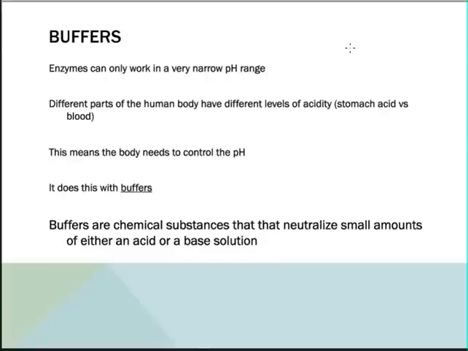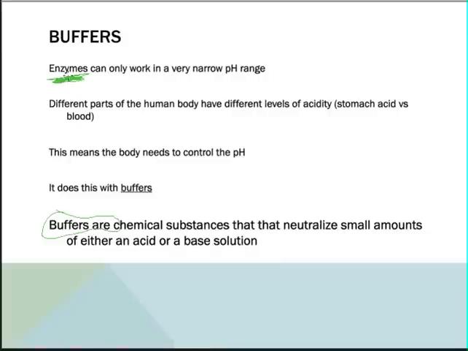So there are things called buffers. A buffer is a chemical substance that neutralizes small amounts of either an acid or a base solution. So when a reaction is going on, it helps the pH stay more stable or not change. This is important because when we're looking at enzymes next chapter, they can only work in a very narrow pH range. So if the pH changes, the enzyme is going to be destroyed and the reaction can't be catalyzed.